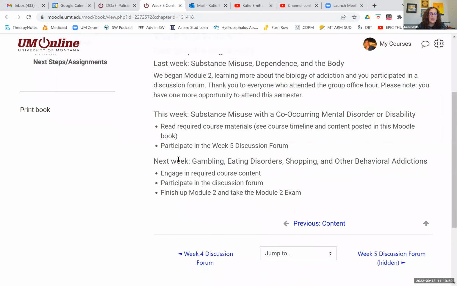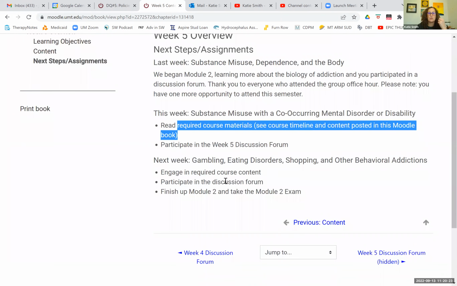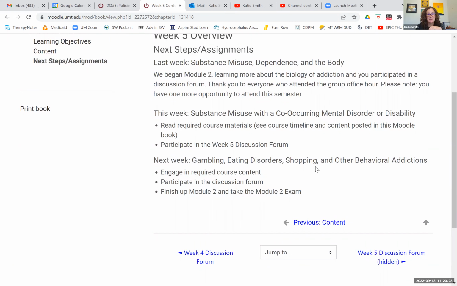Our next steps: this week we are engaging in those course materials and participating in the week 5 discussion. Next week we will finish module 2, looking at behavioral addictions like gambling, eating disorders, and shopping disorders, which would include things like internet gaming. You'll do a discussion forum next week and you'll take the module 2 exam next week. So lots going on next week.